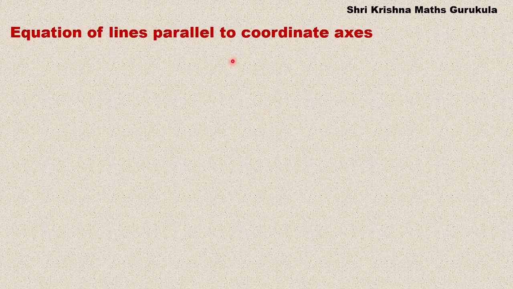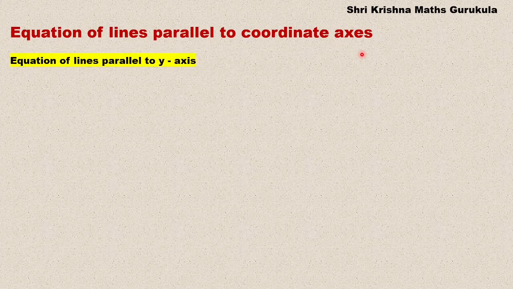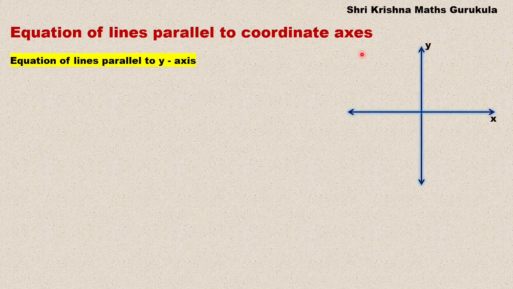Now, equation of lines parallel to the coordinate axis. Now we are considering the equation of the line parallel to the x-axis. So consider a rectangular coordinate system. Now we are considering a vertical line, or a line parallel to the y-axis, which is at a distance of a units from the y-axis. So if it is at a units from the y-axis, what is this distance? Then it is x, right?